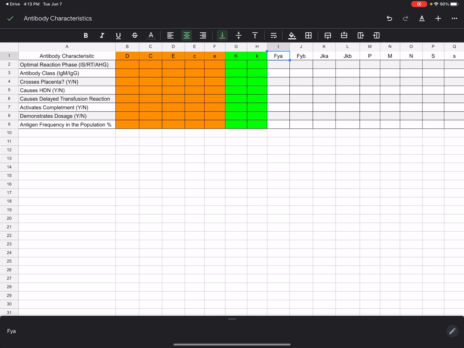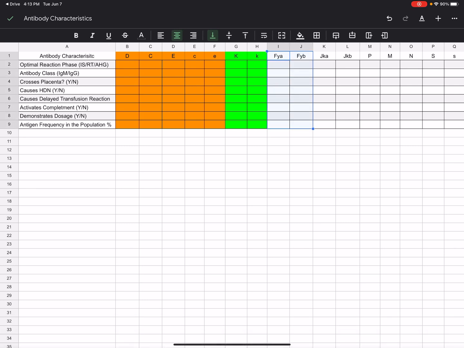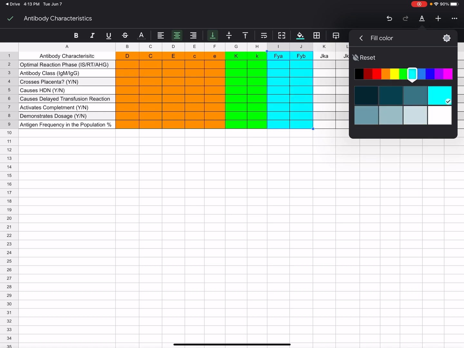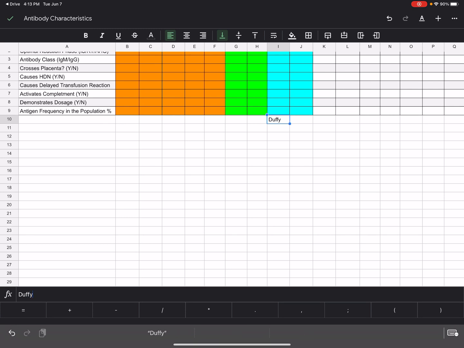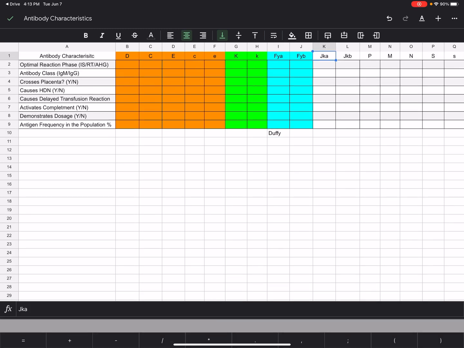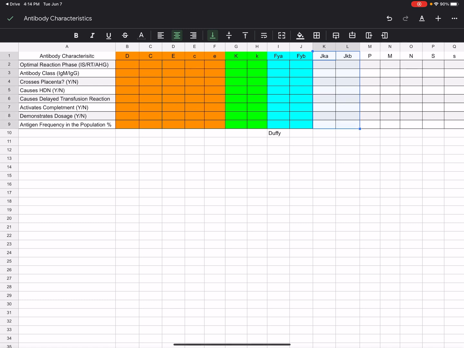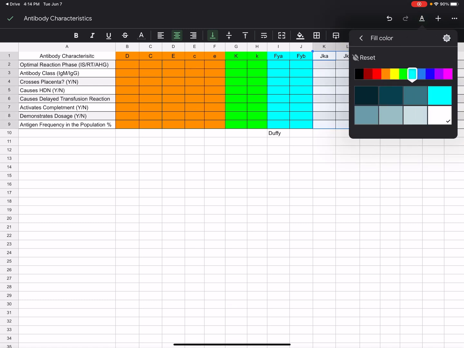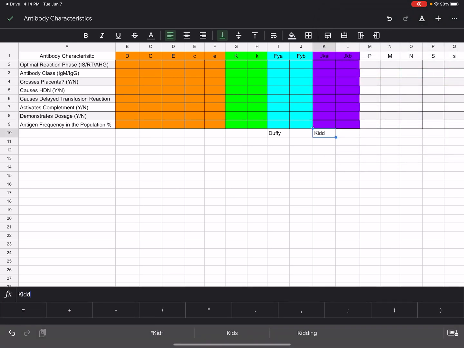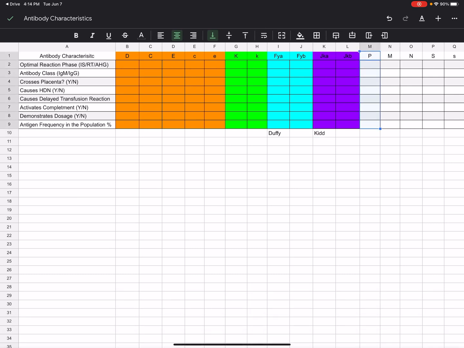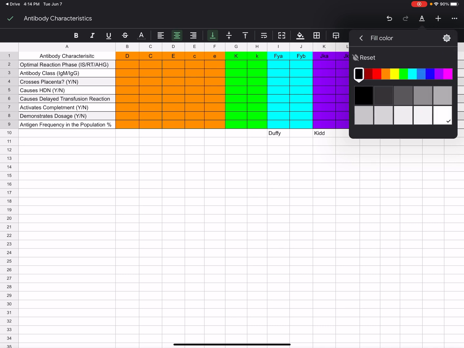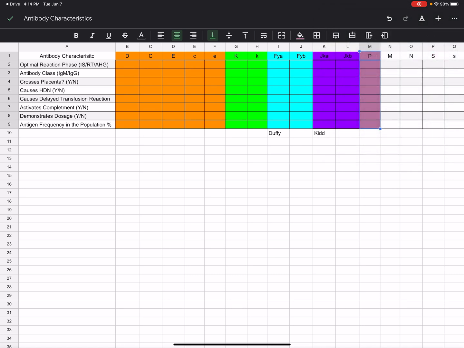All right, Duffy A and Duffy B, and I'll write this down here too. We call this the Duffy system. We've got the Kidd system. Like I said, these are all different blood group systems. You've got P. P reacts at colder temperatures, which we'll talk about too. We'll just make it pretty like that, I guess.